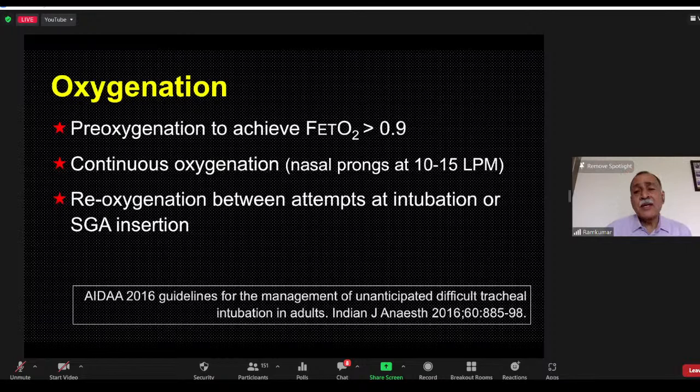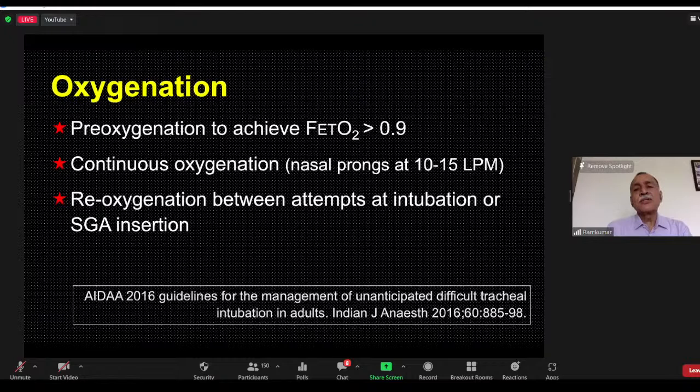We need to spend a little bit of time on oxygenation, because we know that oxygen sustains life, right? And the first thing that even an intern posted to anesthesia is taught is how to pre-oxygenate the patient coming up for a general anesthetic. So early on in our anesthetic career, we are taught how to pre-oxygenate our patients. And what does pre-oxygenation do?